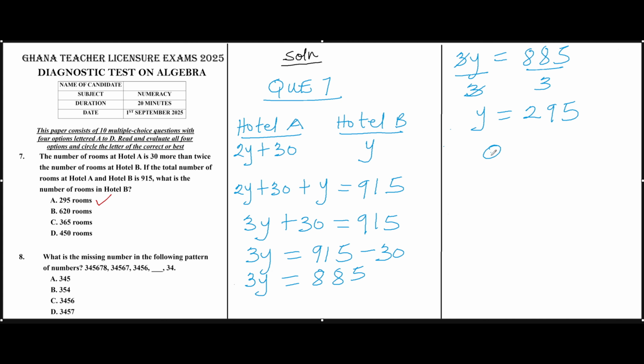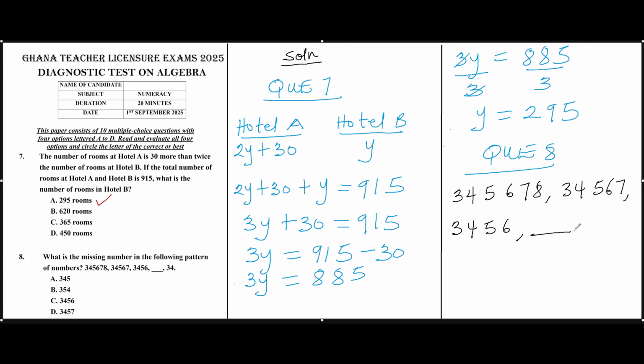Now, question 8. We are to find the missing number in this particular pattern. The first number is 345678, then we have 34567, then 3456, then a missing number, and the last number here is 34.